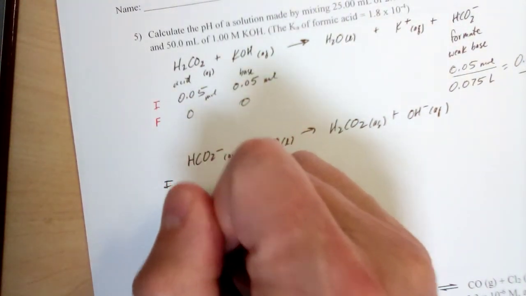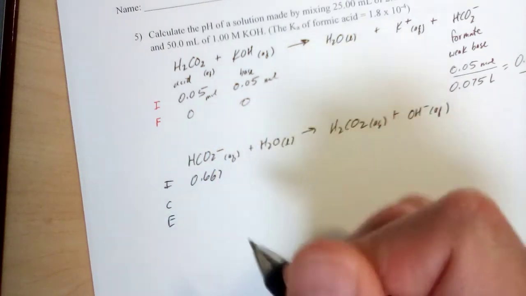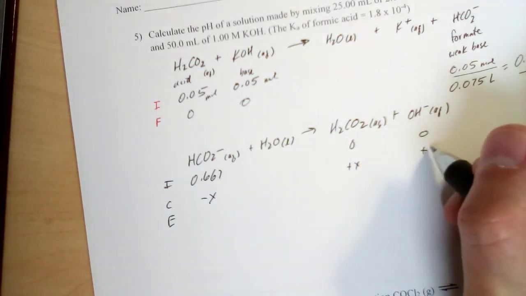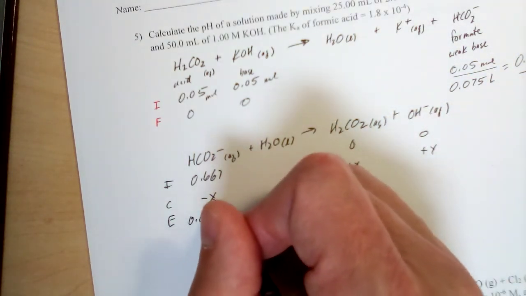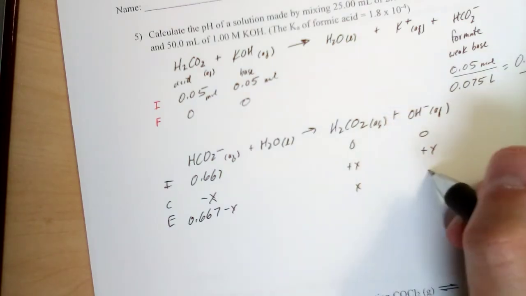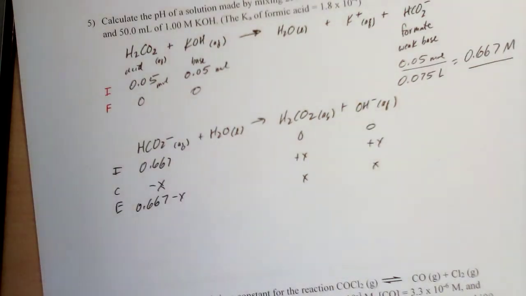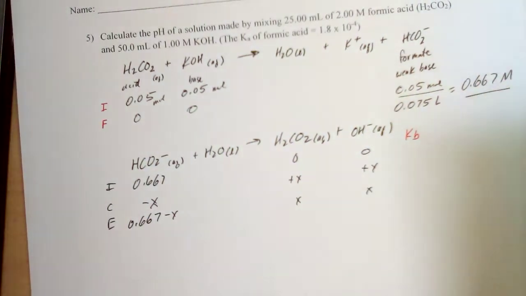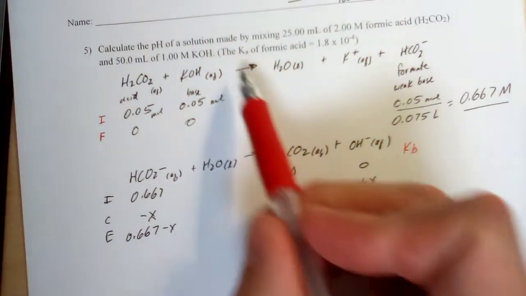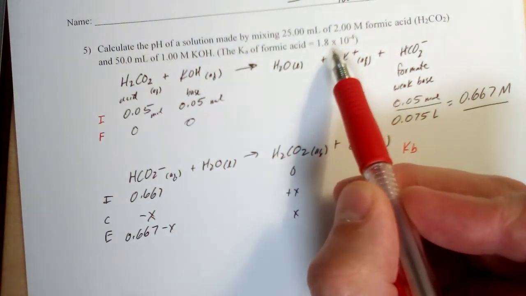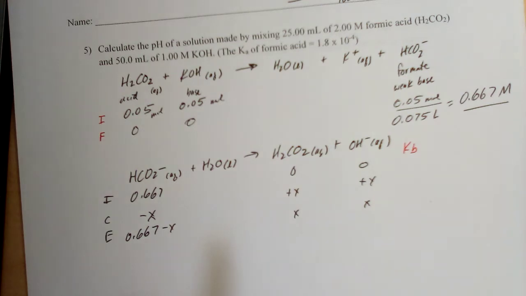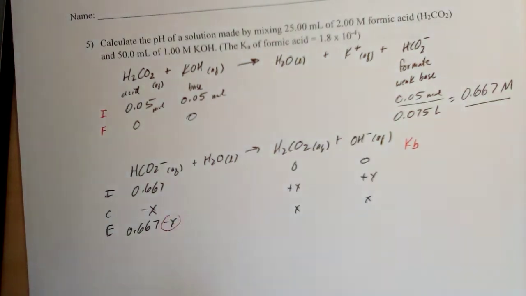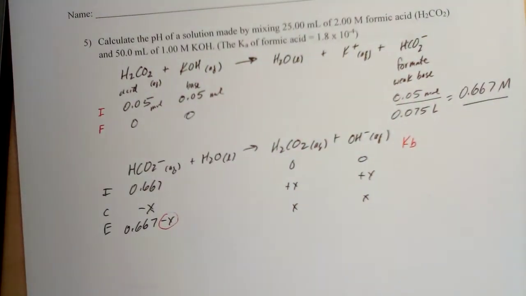ICE chart: 0.667 molar is what we start with, no products, so minus x, plus x, plus x, and at equilibrium 0.667 minus x, x, and x. Now, the other trick maybe to this problem: this is a base. This reaction is going to be governed by Kb, not by Ka. What we were given in the problem is Ka. So we have to calculate Kb here before we can determine if we can make this assumption and remove that minus x, so it's a little simpler to solve the problem.